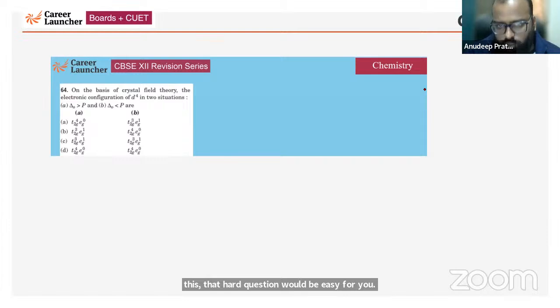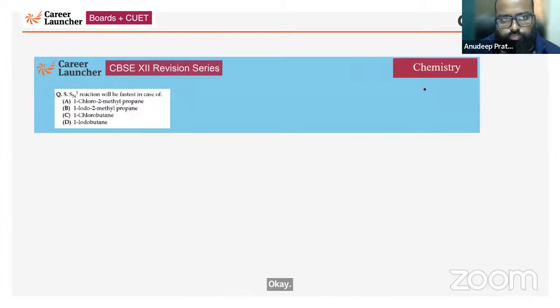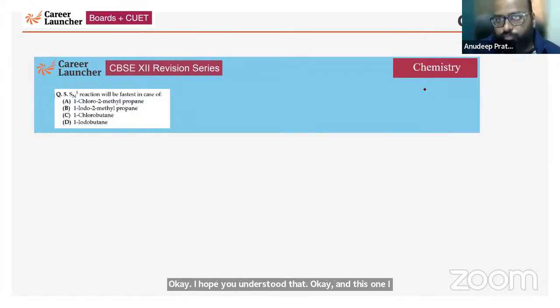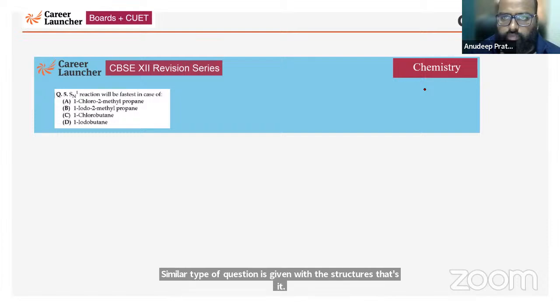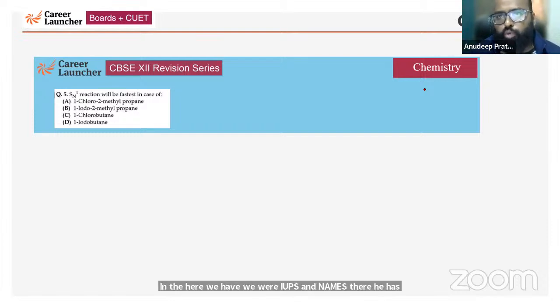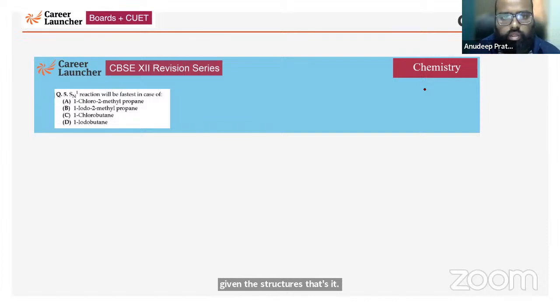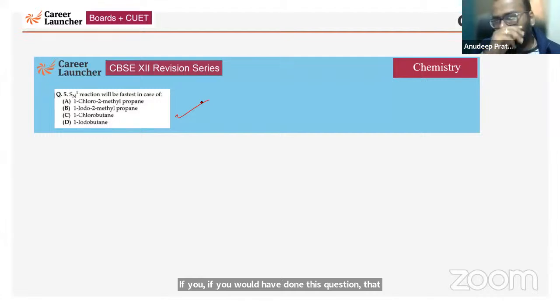Okay. I hope you understood that. And this one, SN1 reaction will be fastest in the case of, a similar type of question is given with structures. In our class we have given IUPAC names, there he has given the structures. That's it. We say SN1 reactions are more preferable for tertiary, so tertiary alkyl halide you have to find. Here from the IUPAC name we have to find, and there from the direct structures you have to find. If you would have done this question, that question would have been easy for you. I have written moderate there, but if you would have done this question, then that will be moderate for you.